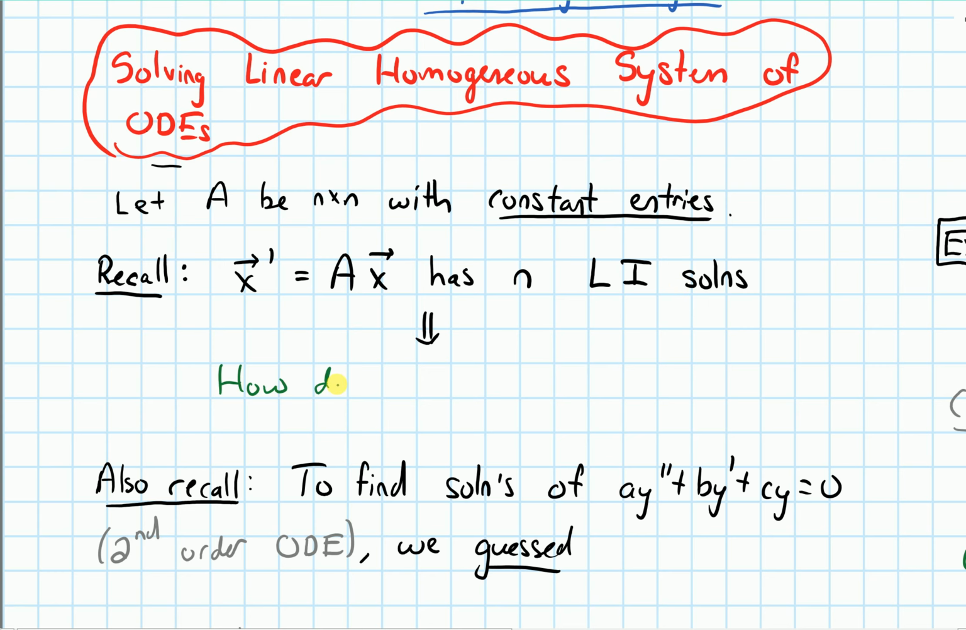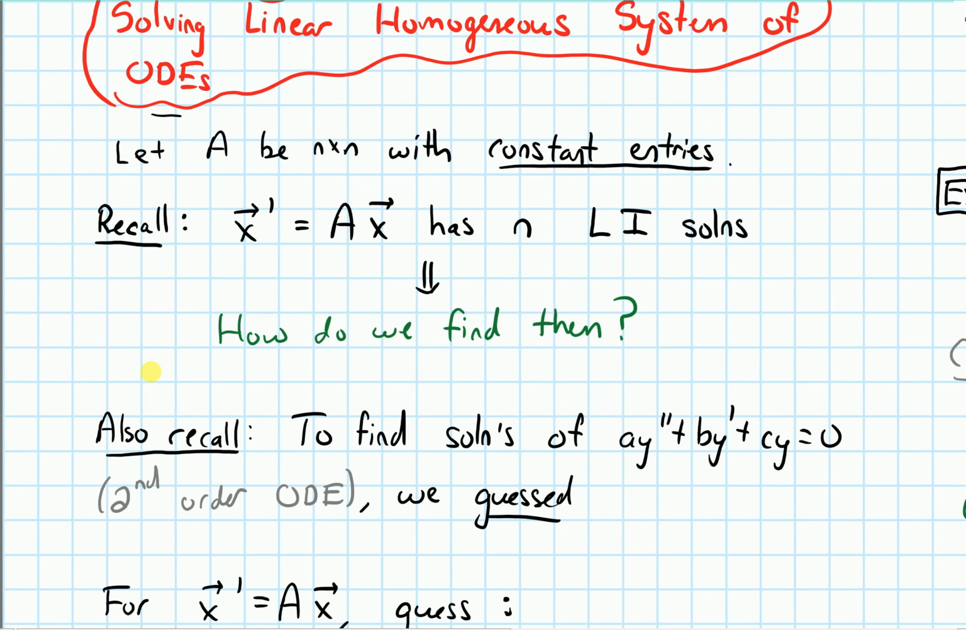How do we actually solve this system of differential equations? The other thing I want to recall before we talk about how to solve this is, remember when we talked about second order ODEs? When we found solutions of the differential equation ay double prime plus by prime plus cy equals 0, we started off by formulating a guess.